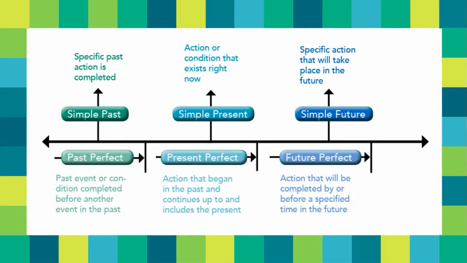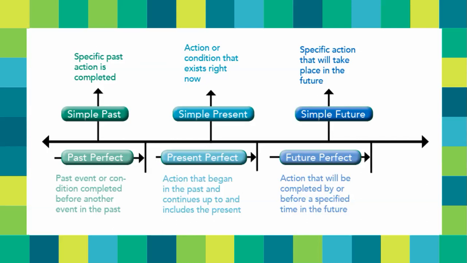Here is a kind of a snapshot presented in a timeline graphic of those 6 verb tenses. We have simple past, present, and future, and then we have the past perfect, present perfect, and future perfect. While the definitions are here, I am going to go through each of them one by one over the next few minutes with examples. One thing I want to point out here in terms of the graphic is just to explain some of the arrows.